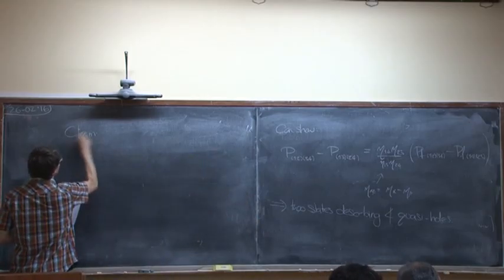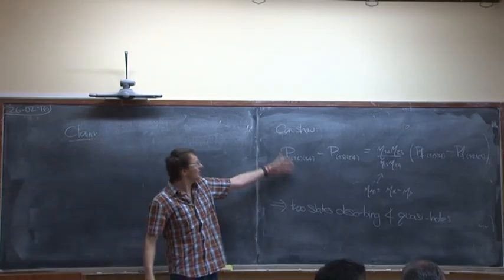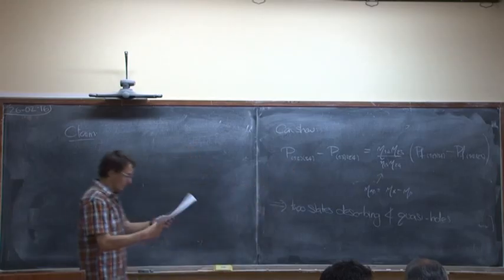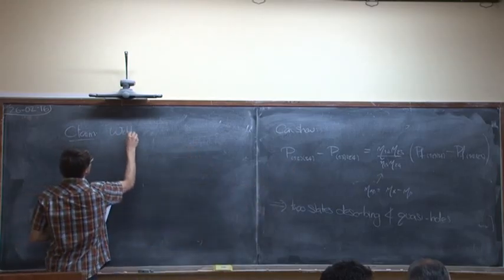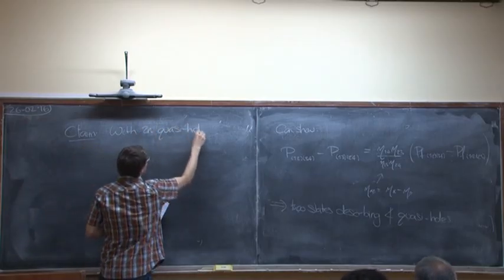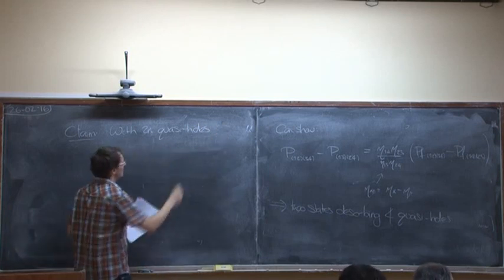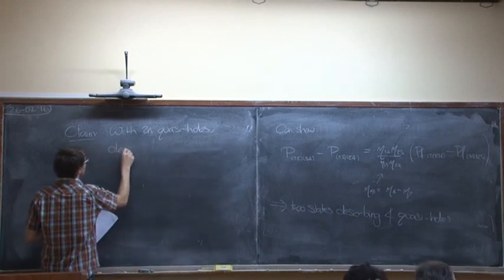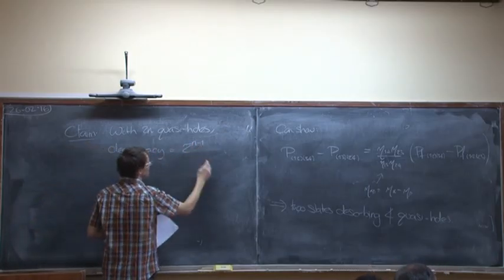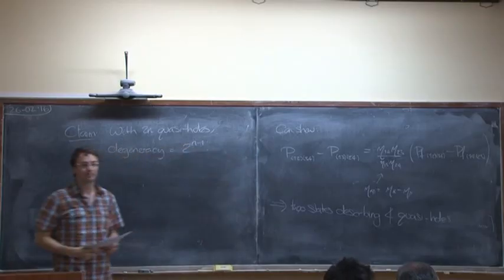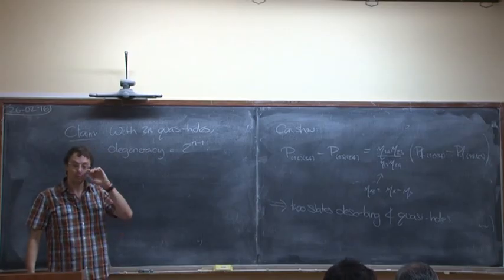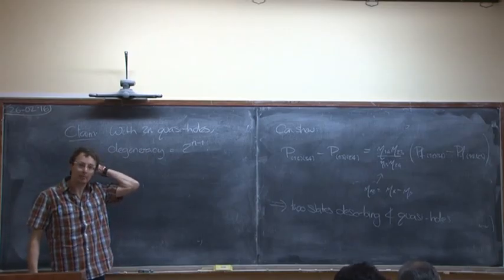Okay. So this algebra I could have done in 5 minutes on the board. Let me now tell you the general claim. The general claim is that with 2n quasi-holes, the degeneracy is 2 to the n minus 1. Which I'm definitely not going to go through on the board. It was proven in about 94 or 95 by Nayak and Wilczek.